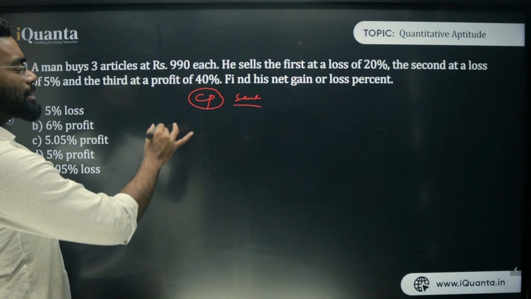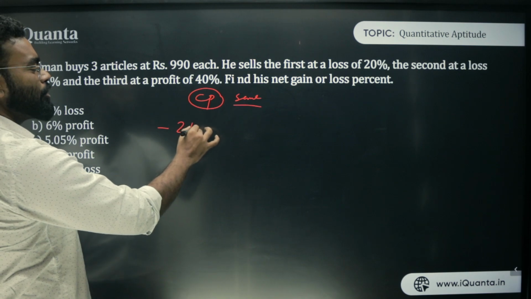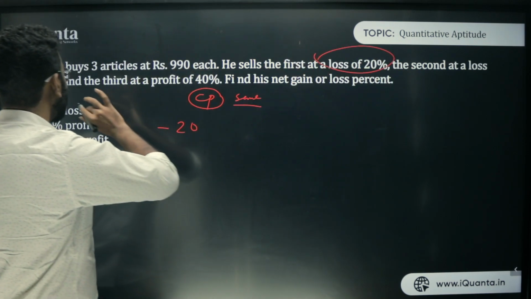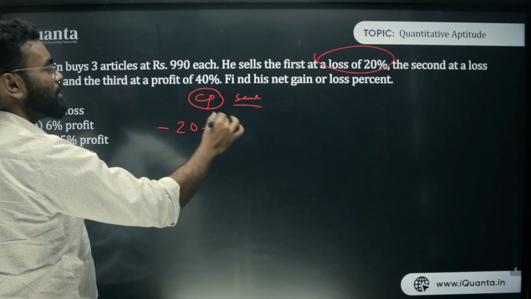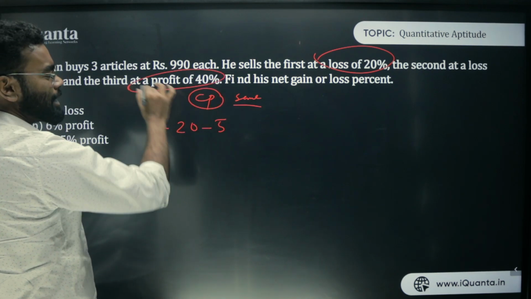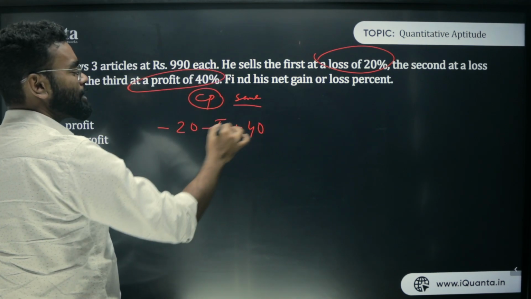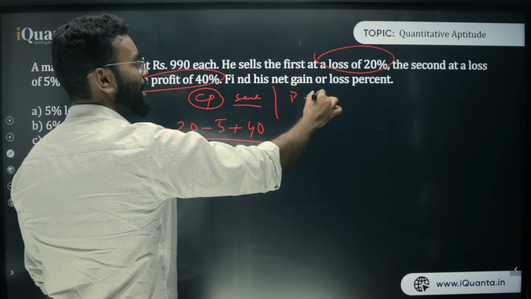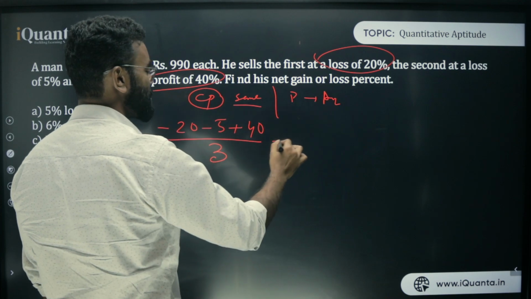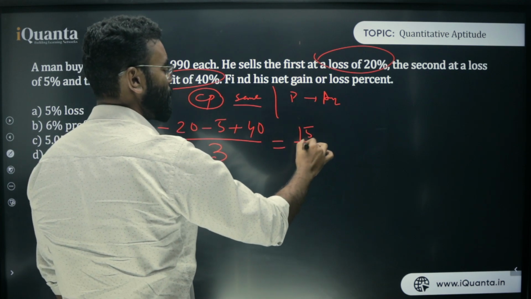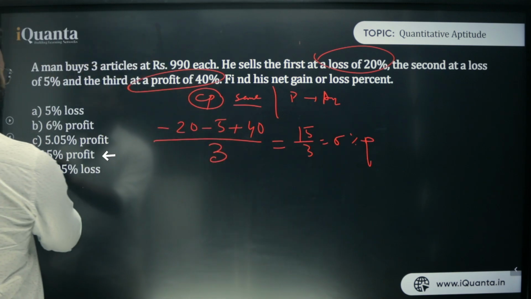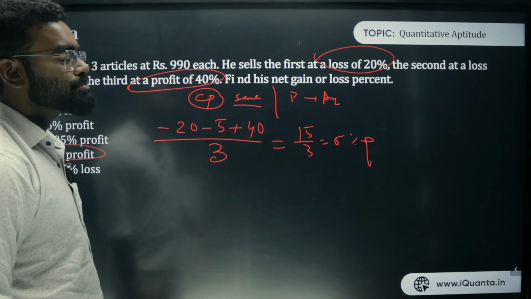So he sells the first at a loss of 20, that is minus 20, the second at a loss of 5, that is minus 5, and the third at a profit of 40%, that is plus 40. And what is the average? Divide by 3. Since the cost price is the same, the profit will be the average. So your answer is 15 upon 3, which is 5. So your answer is 5% profit. It's as simple as this.